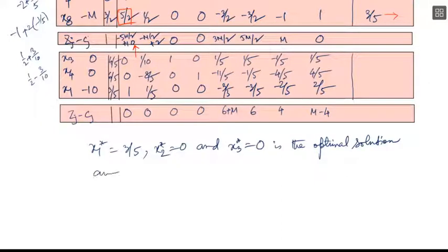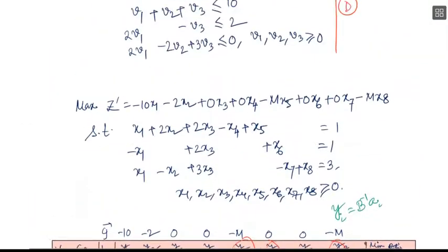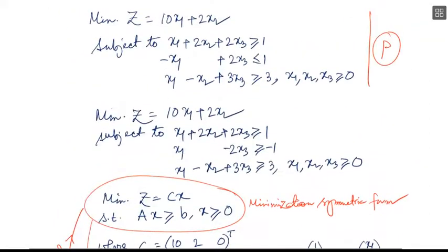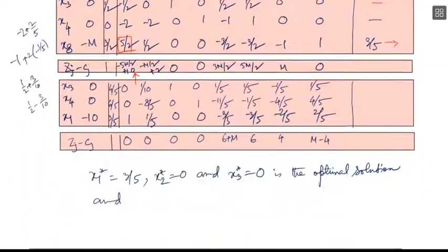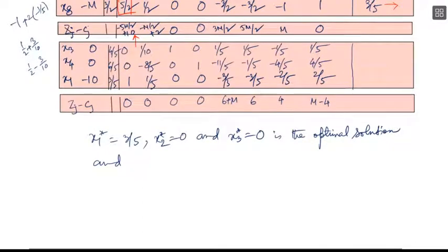And what was our objective? Our objective was to find the minimum value of 10x1 plus 2x2. That is, we converted it to minus 10x1 minus 2x2. So z min, which is nothing but minus z dash max, that is equal to 10 times 3 by 5, that is 6. Okay. Now we solve the dual problem.